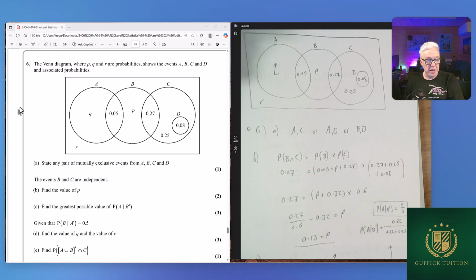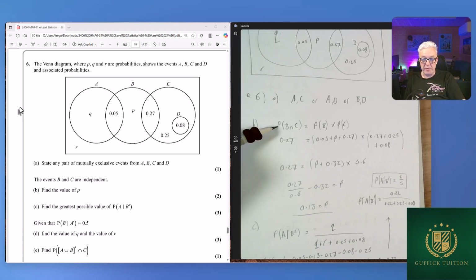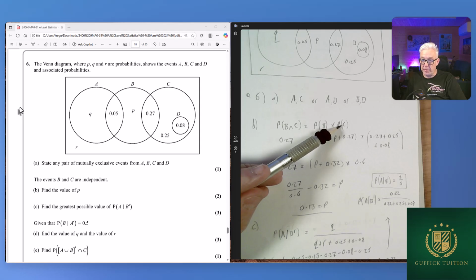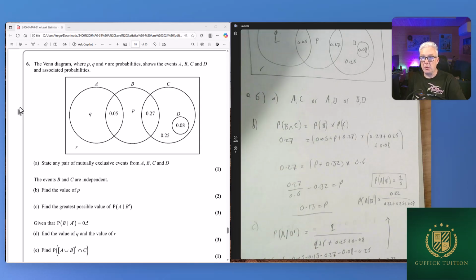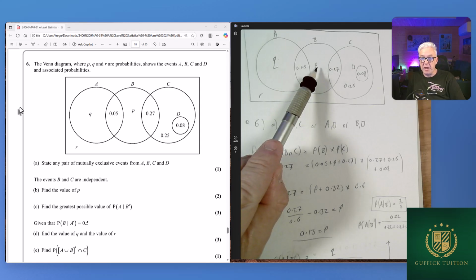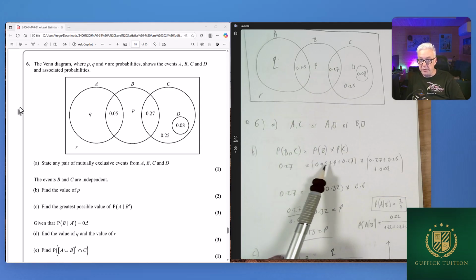The events B and C are independent. Find the value of P. So if they're stating that B and C are independent, then that means that the probability of B intersection C is the same as probability of B times the probability of C. Okay, so what's our probability of B? It is 0.05, add P, add 0.27. So there's our probability of B.